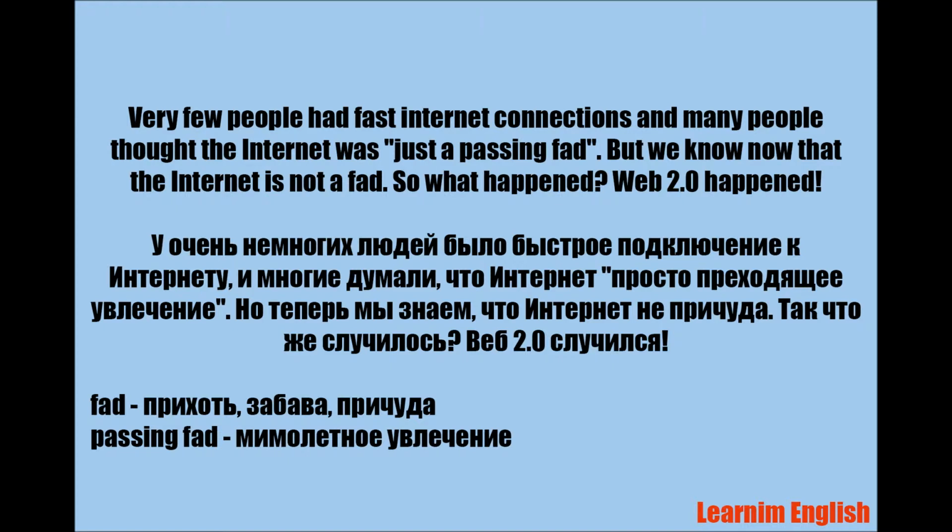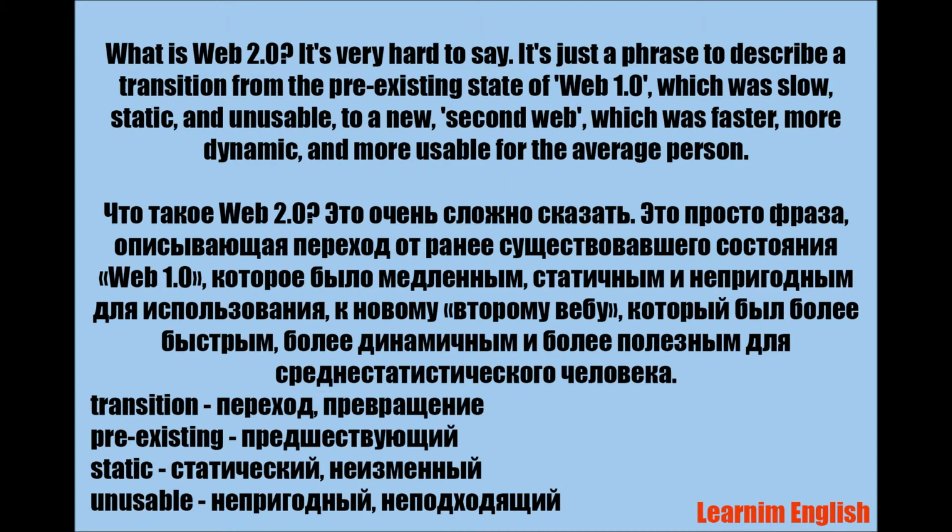So what happened? Web 2.0 happened. What is Web 2.0? It's very hard to say. It's just a phrase to describe a transition from the pre-existing state of Web 1.0, which was slow, static, and unusable, to a new second web, which was faster, more dynamic, and more usable for the average person.